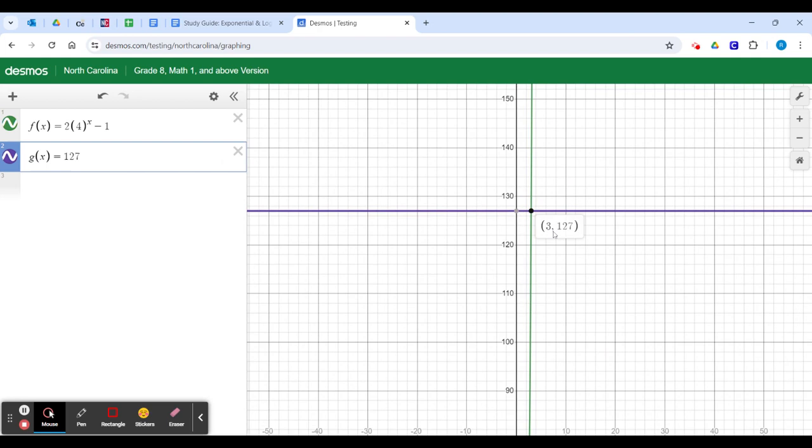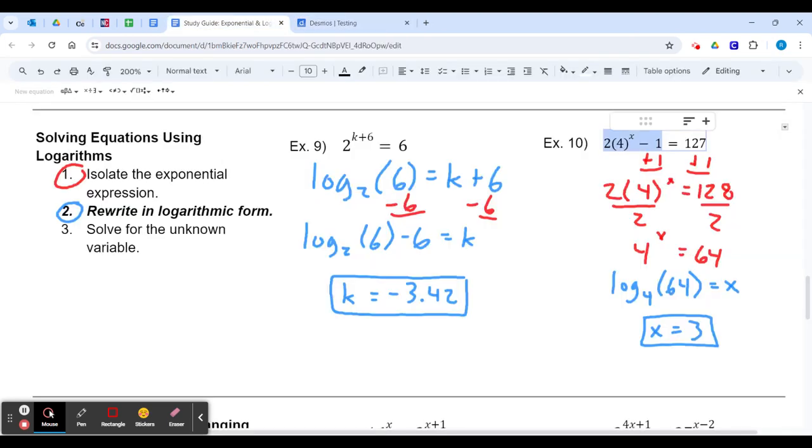It looks like it's at an x value of 3. So that is indeed our answer. It didn't take me very long to find it just by graphing.